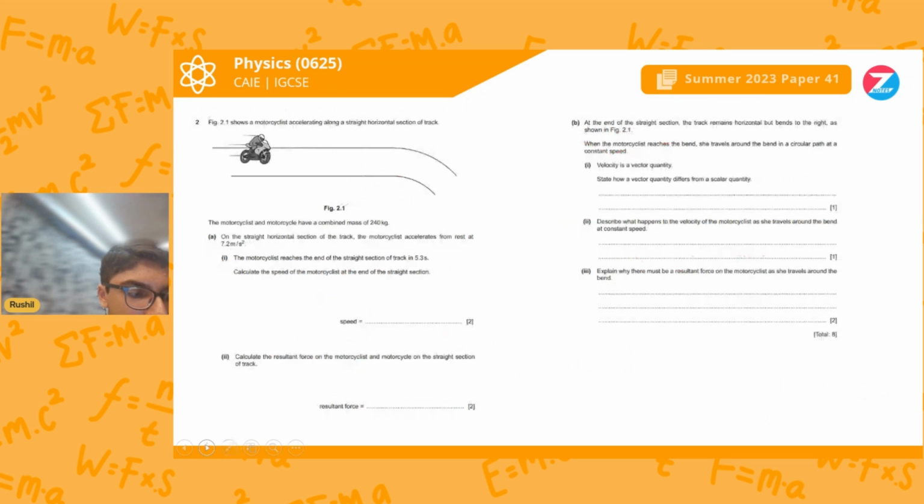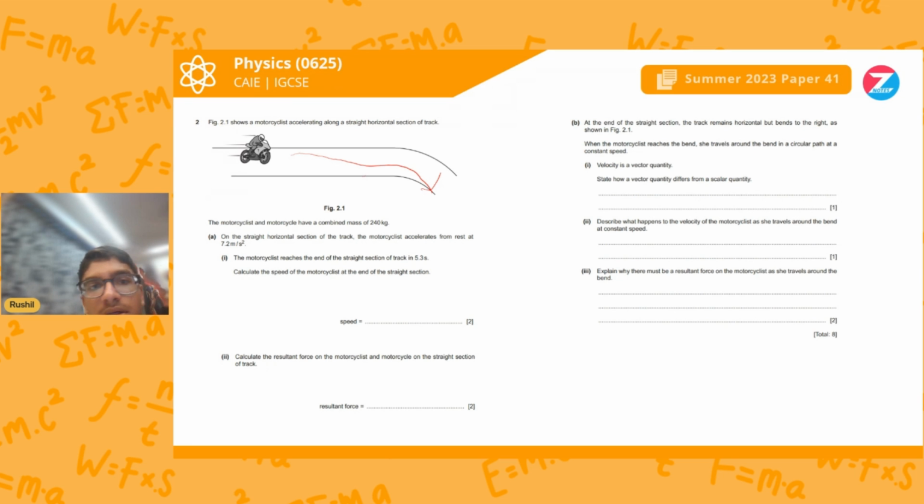Okay, now we move on to question 2. Question 2 shows a motorcyclist accelerating along a straight horizontal track. On the straight horizontal section of the track, the motorcyclist accelerates from rest at 7.2 meter per second square. The motorcycle reaches the end in 5.3 seconds.